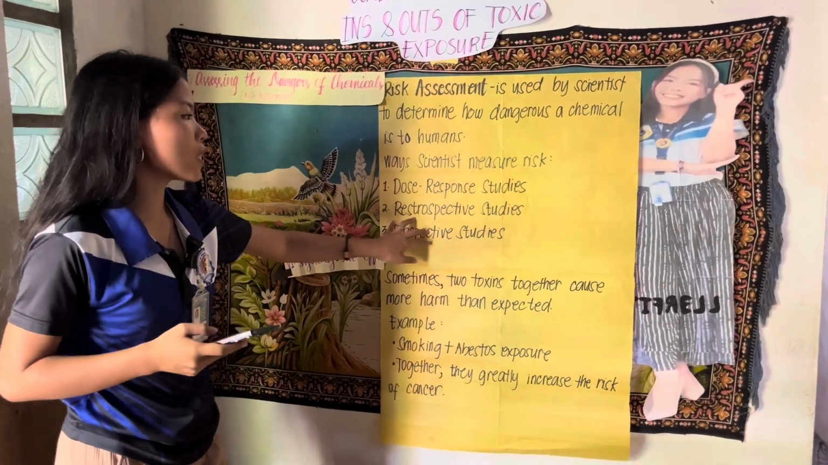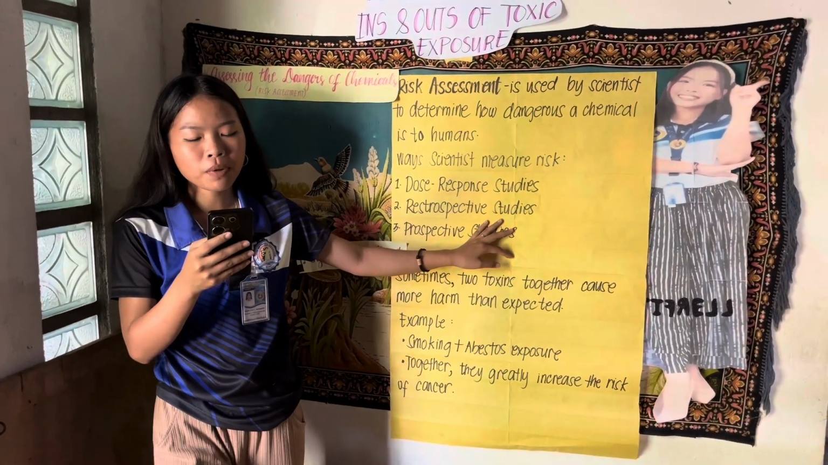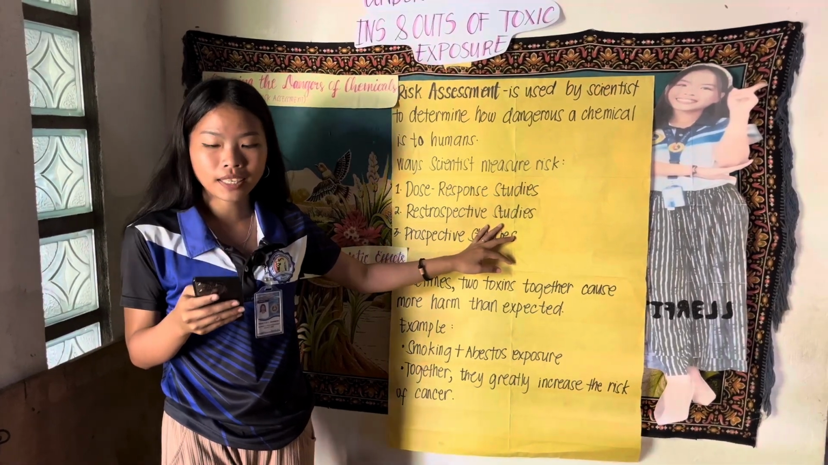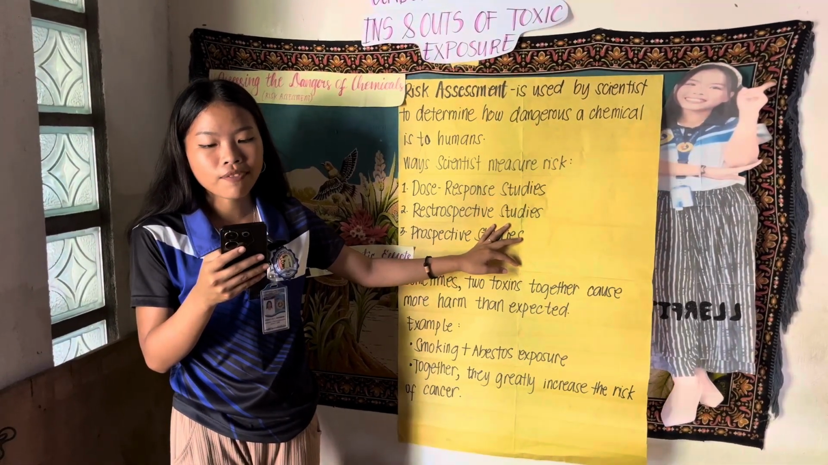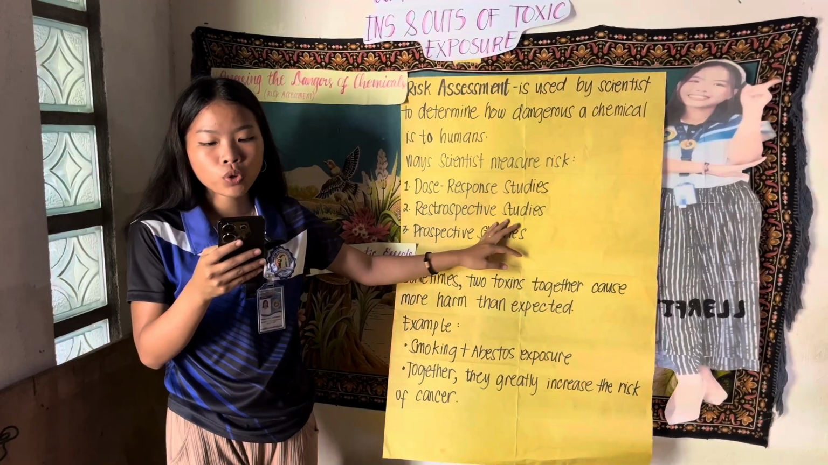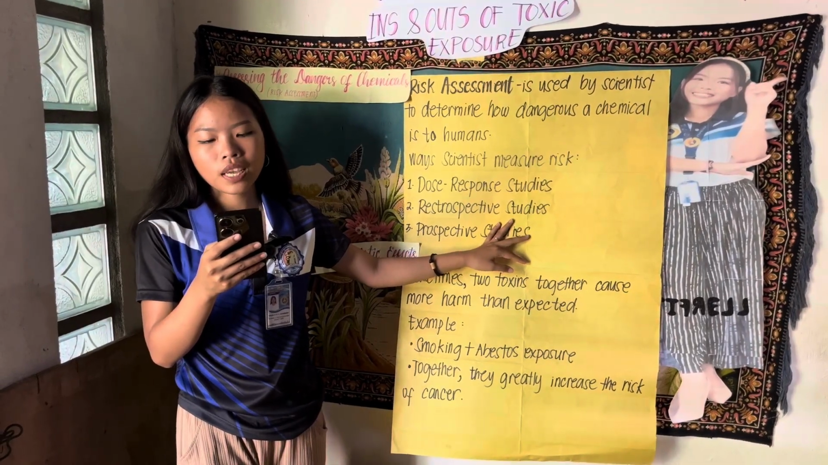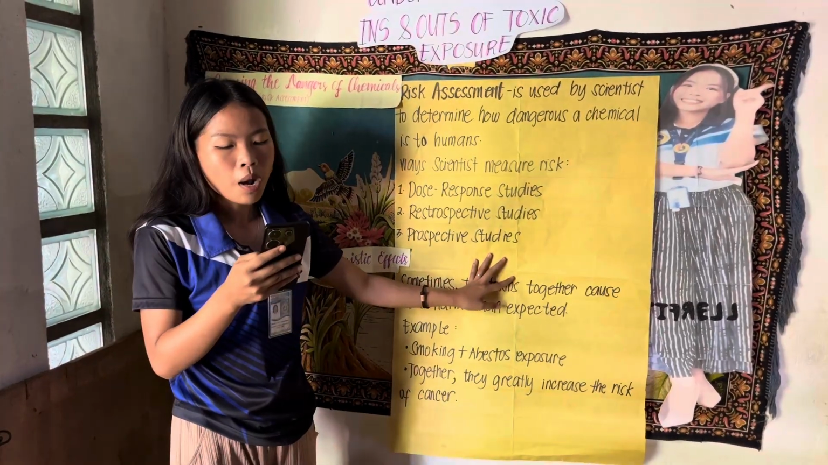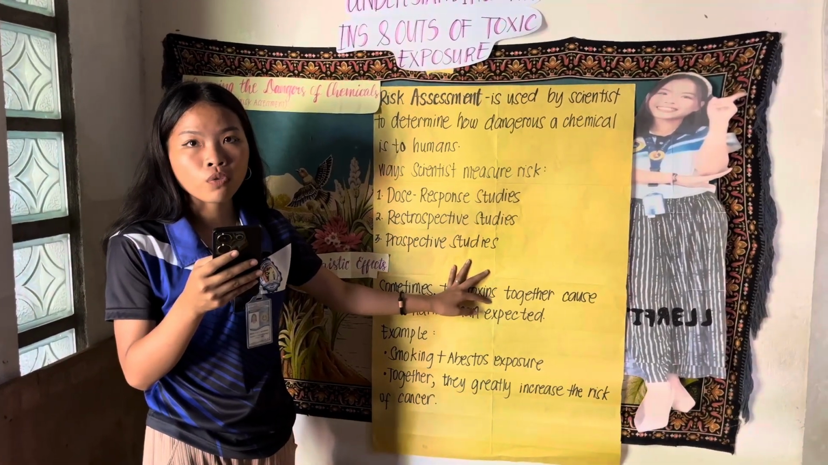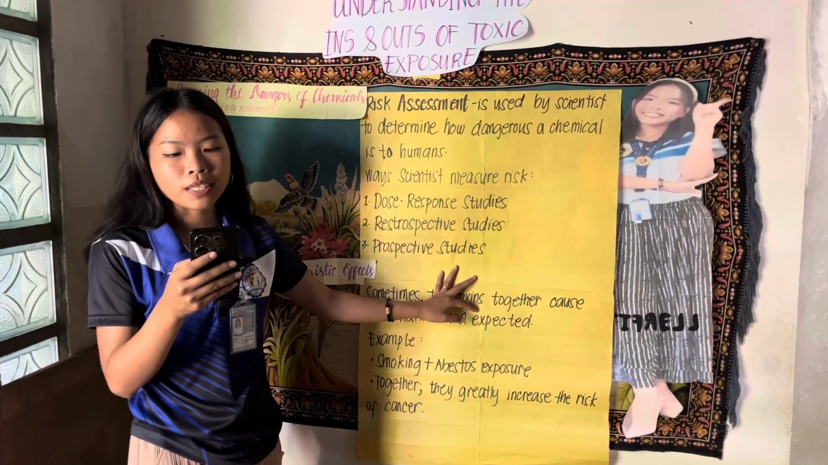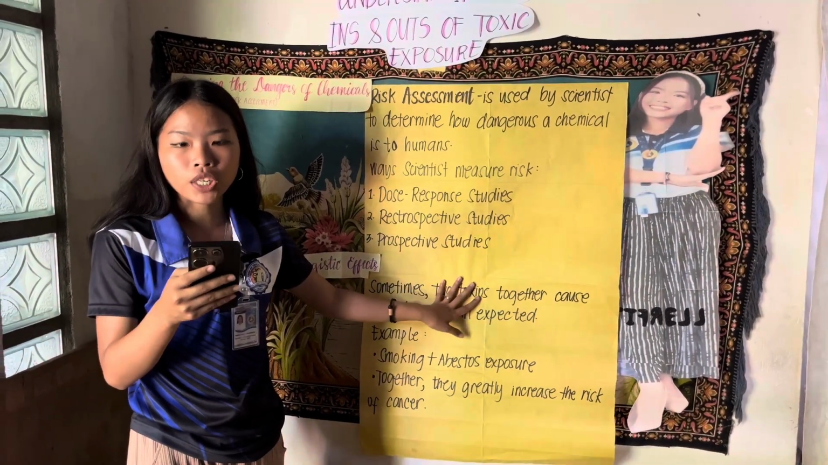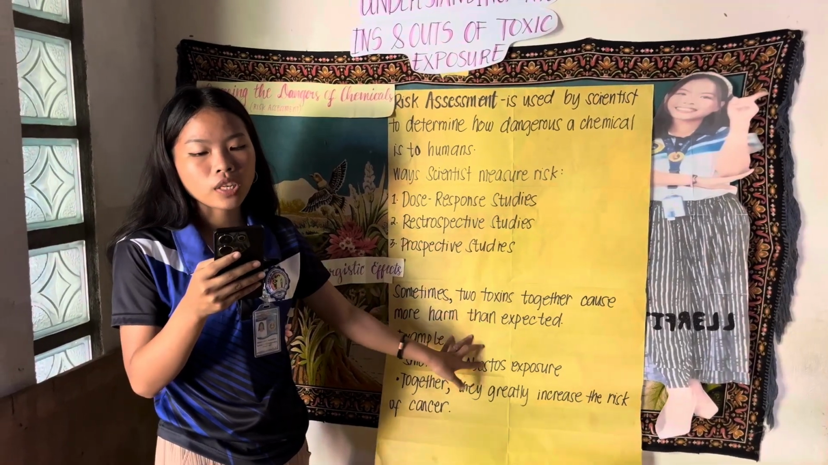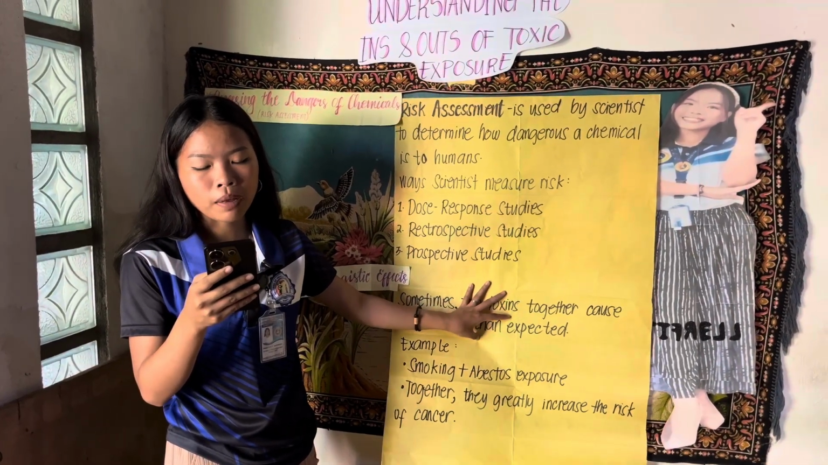Now, number 2 is retrospective studies. Retrospective studies look at past exposure to chemicals and study their effects. An example is studying factory workers who were exposed to chemicals years ago to see if they developed health problems. Number 3 is prospective studies. Prospective studies follow people over time to see how chemical exposure affects them in the future. An example is following a group of people living near an industrial area to monitor future health problems.